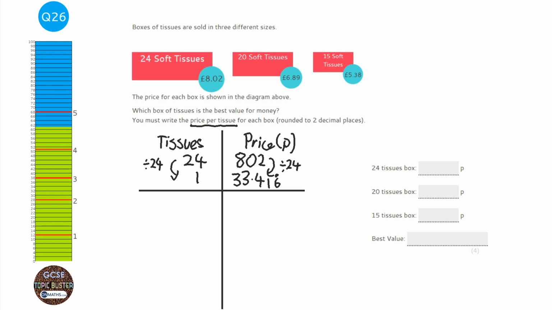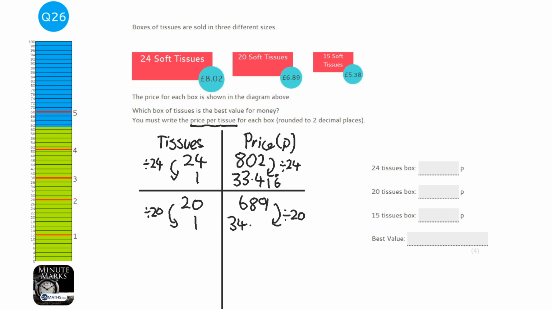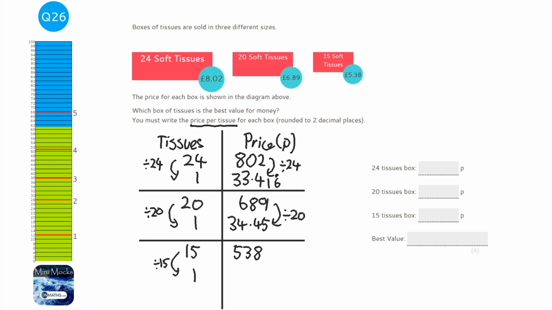Okay, so the next one is 20 tissues, and that costs 689 pence. So this time I'm going to divide both sides by 20, so I know how much one tissue costs. So 689 divided by 20 on the calculator, and I get 34.45 pence. Okay, and the last one, let's draw our line. So the last one's 15 tissues, and it costs 538 pence. So this time I'm going to divide both sides by 15 to work out one tissue.